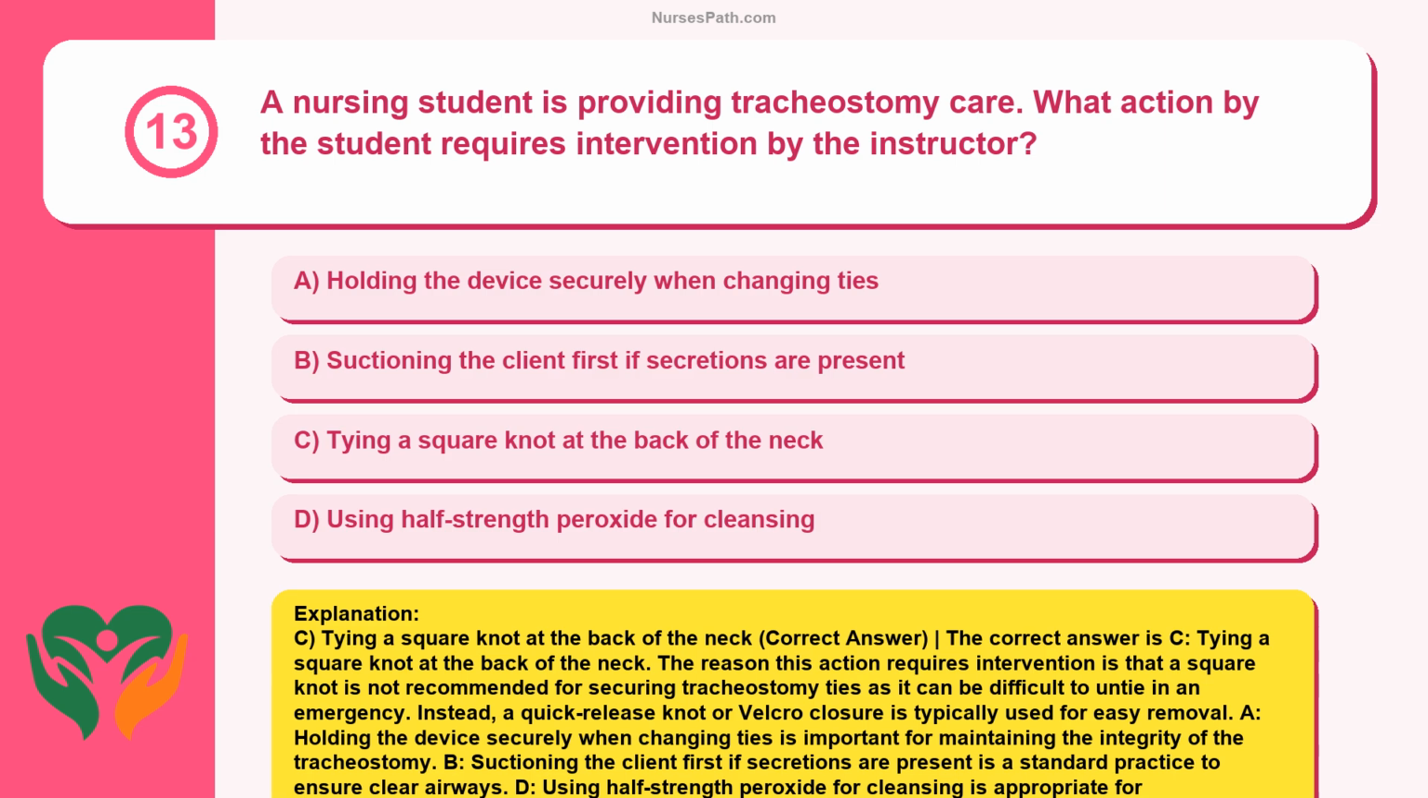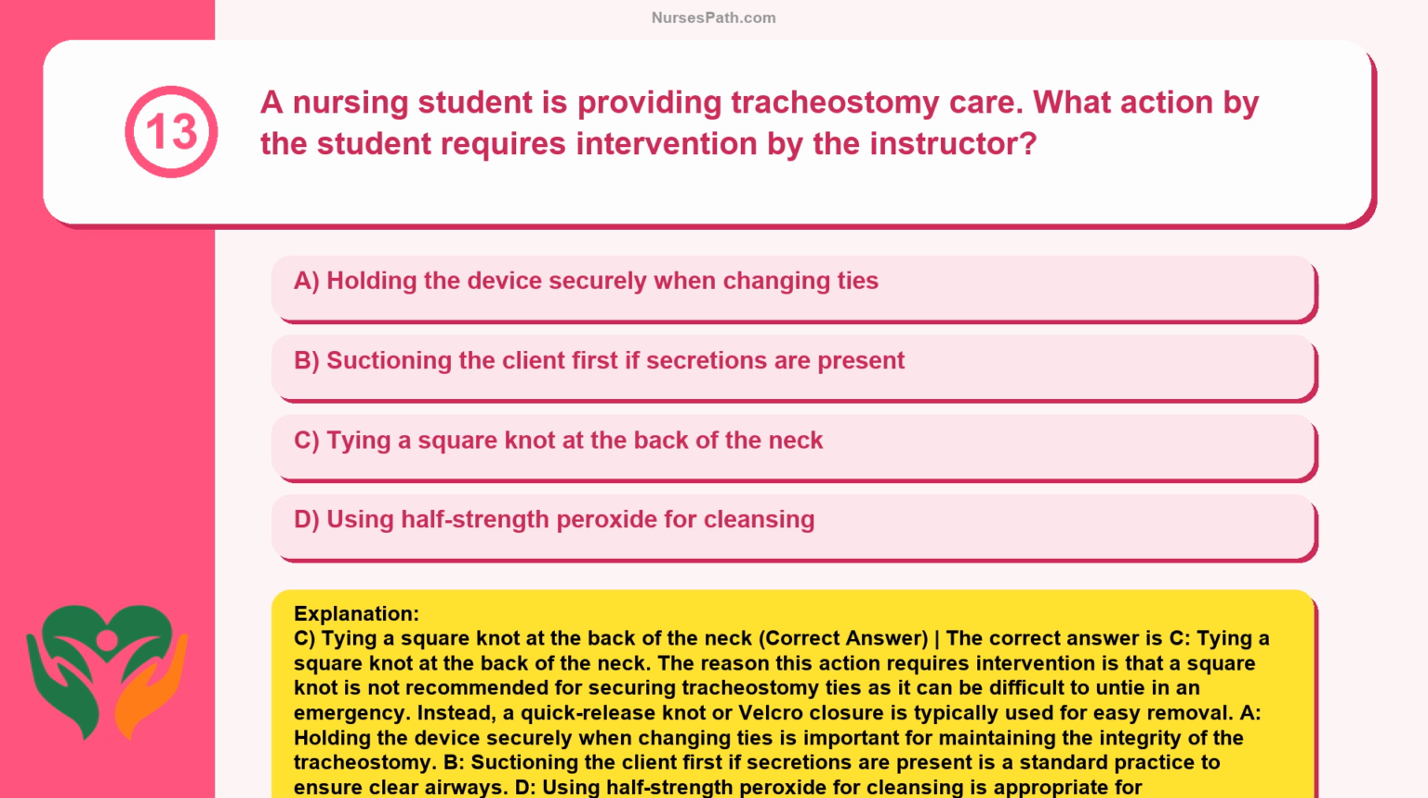C. Tying a square knot at the back of the neck. Correct answer. The correct answer is C. Tying a square knot at the back of the neck. The reason this action requires intervention is that a square knot is not recommended for securing tracheostomy ties as it can be difficult to untie in an emergency. Instead, a quick release knot or Velcro closure is typically used for easy removal.